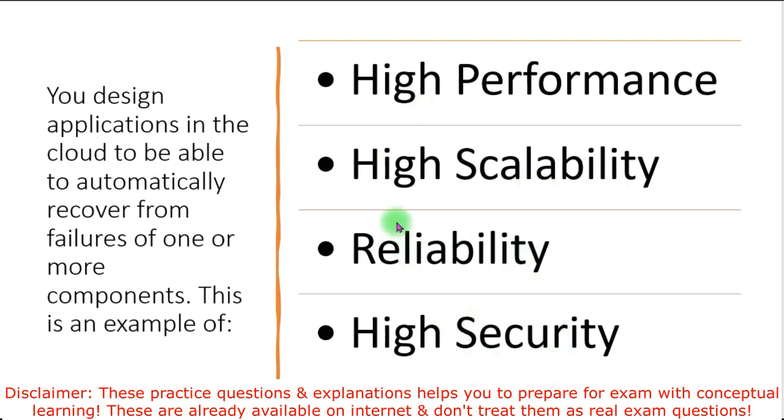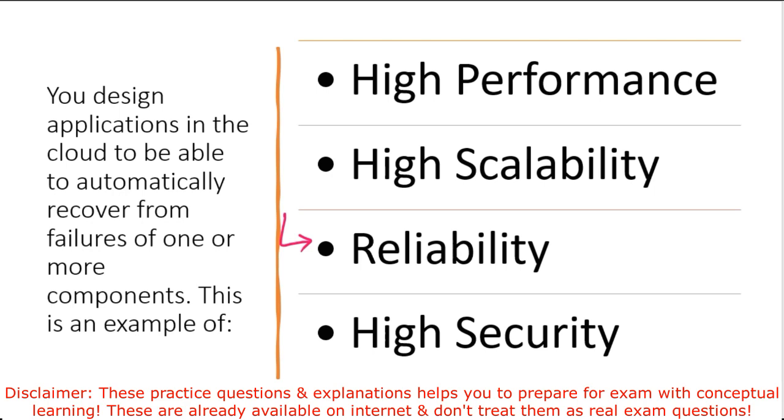As a designer, we need to architect our infrastructure in a way that it is high performance, highly scalable, reliable, highly available, and highly secure. But here, what is the ability to automatically recover from failures of one or more components? That means we have something reliable. So the answer for this question will be reliability, because here we are assuring that if your application fails due to some component, it will automatically recover. So we are making our environment more reliable.